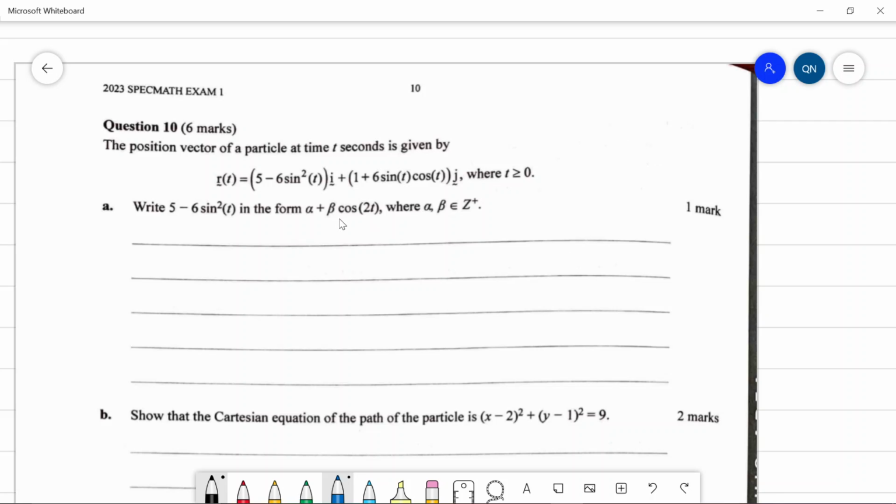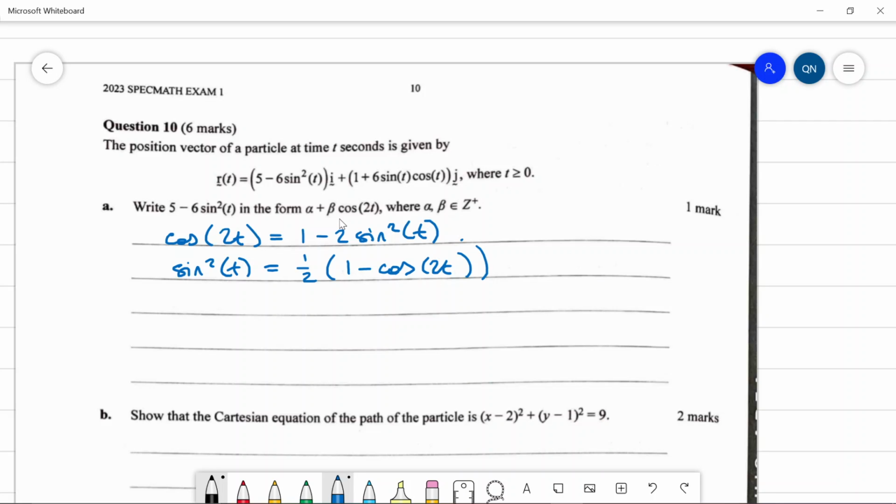Okay, so now I have to remember my trig identities, which I don't know if I remember too well. Let's see. I think the cosine identity was cosine of 2t is equal to 1 minus 2 times the sine squared of t. I think that was it. So if I rearrange this, the sine squared of t is going to be equal to 1/2 times 1 minus cosine of 2t.